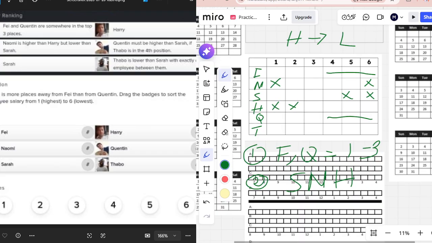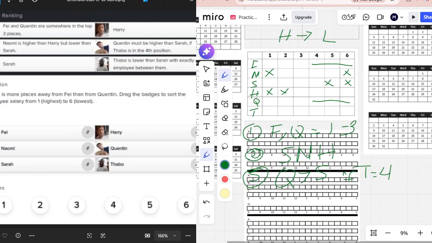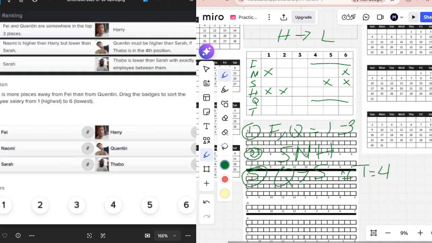Then third, they didn't say anything. Fourth, they didn't say anything. Fifth, they said Q is greater than Sarah if T is equal to 4. So first of all, we need to confirm T is equal to 4 before we can say Q is greater than Sarah. Next, they said Tambo is lower than Sarah with exactly 1 employee. So if Sarah is here, there is a dash and there is Tambo.